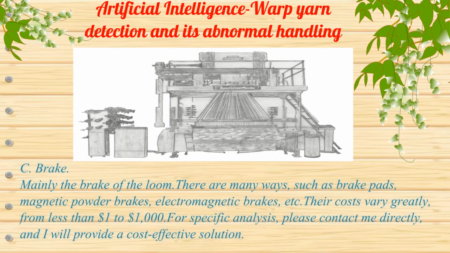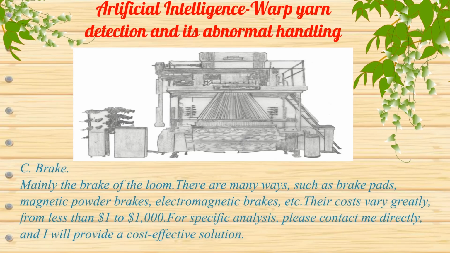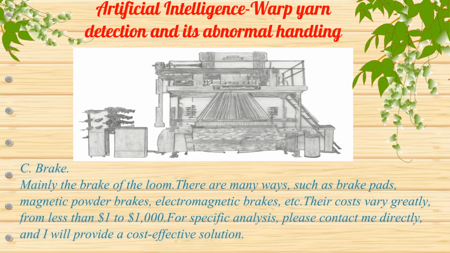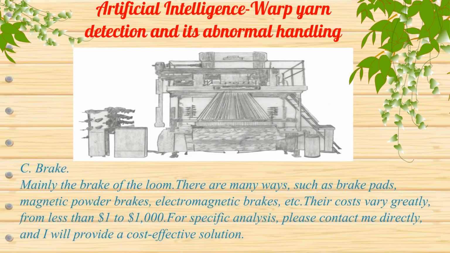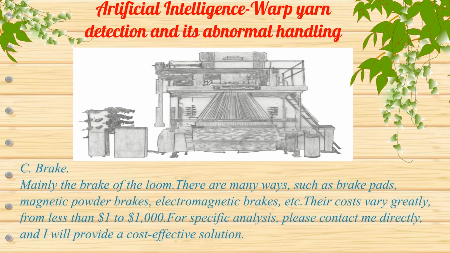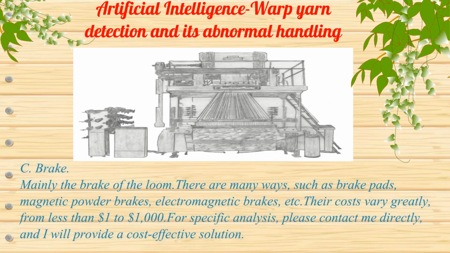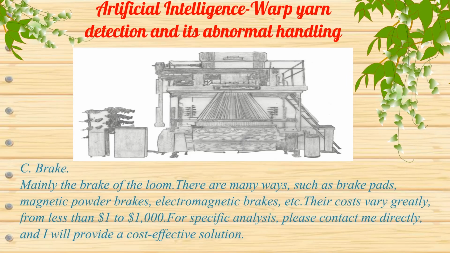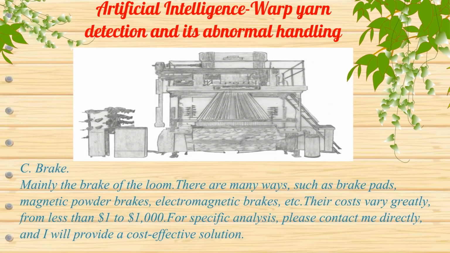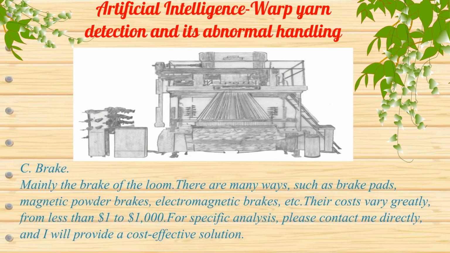C. Brake, mainly the brake of the loom. There are many ways, such as brake pads, magnetic powder brakes, electromagnetic brakes, etc. Their costs vary greatly, from less than $1 to $1,000. For specific analysis, please contact me directly, and I will provide a cost-effective solution.